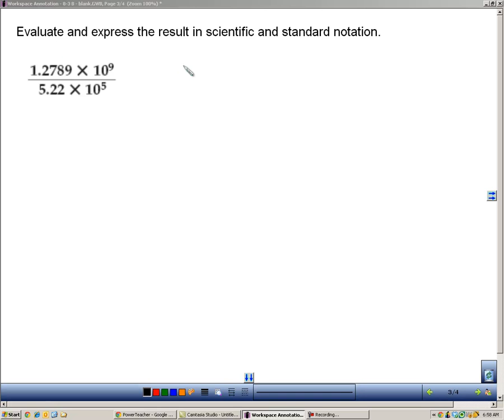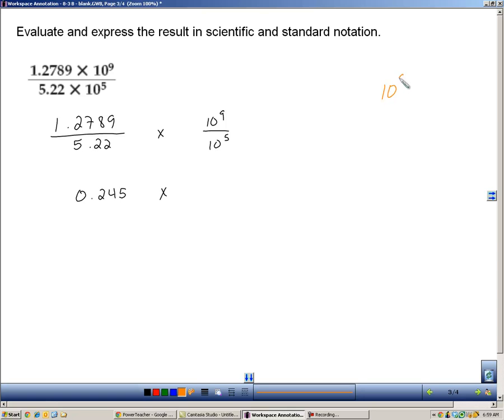Here we're asked to evaluate and write the answers in scientific and standard. Well, this time we're dividing two scientific notation numbers. So the way that you do that is you take the number portions and you divide those, and then you divide the bases of the tens with their exponents. Now you can use a calculator to figure out what this number divided by this number is. So you get 0.245. Over here, when you divide bases that are the same, you remember you subtract the exponents. So this is really a 10 to the 4th power.